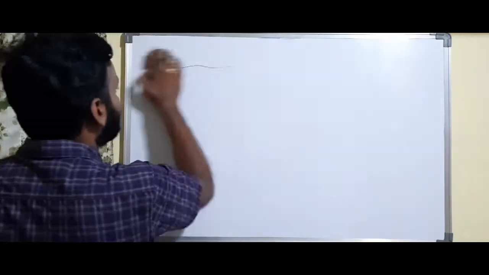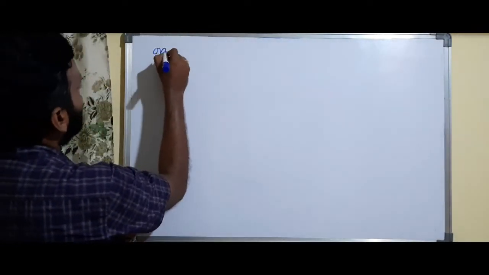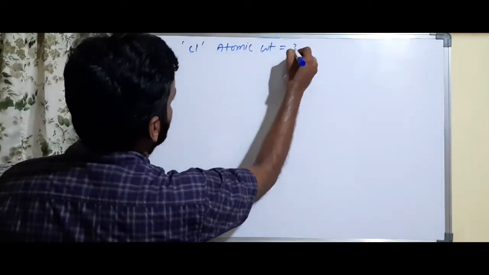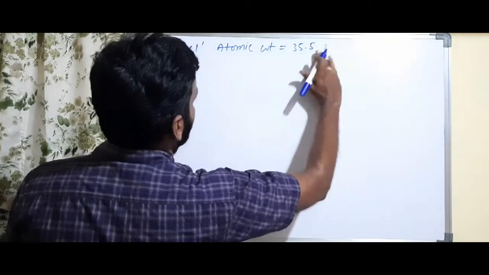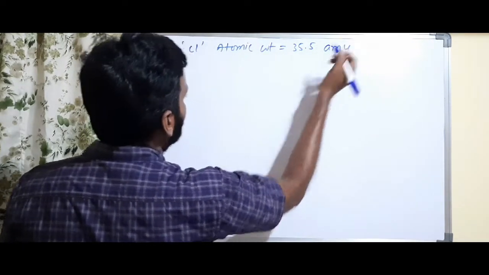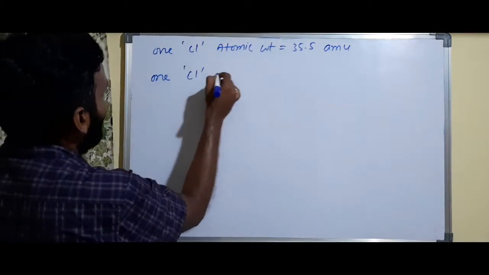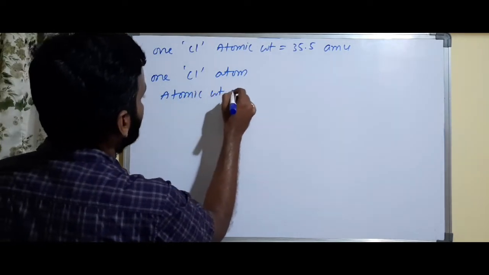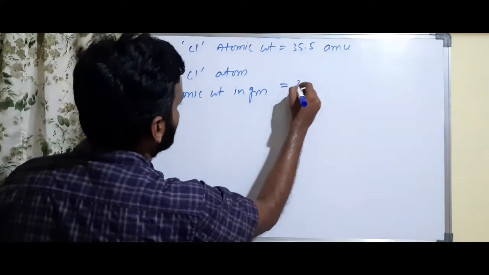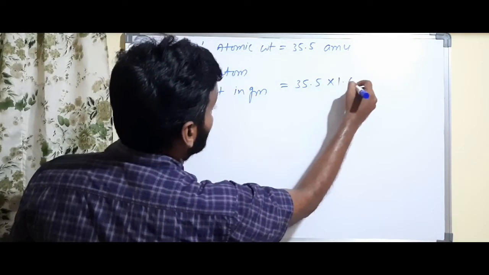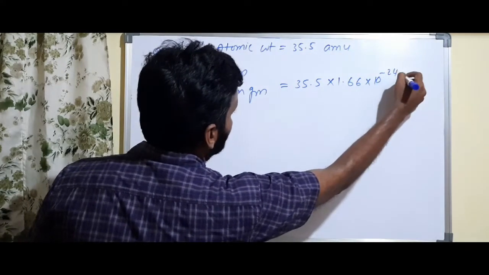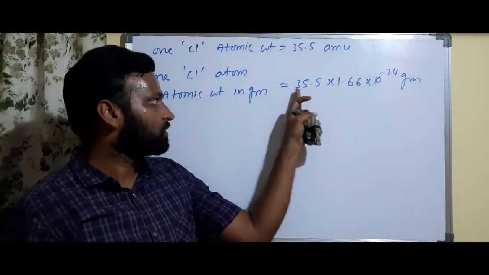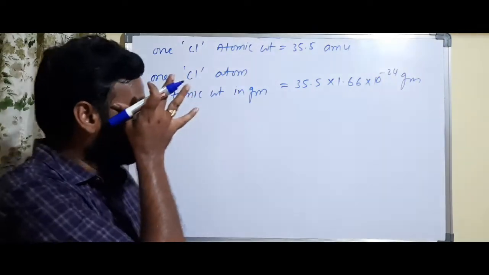So I'll write that also. The atomic weight of 1 chlorine atom is 35.5 AMU. Sir, if I want the atomic weight of one chlorine atom in grams, then it is 35.5 into 1.66 into 10 power minus 24 grams. They'll ask that also. One chlorine atom's atomic weight in grams, how much? You have to take this. Hope you understood all these things.